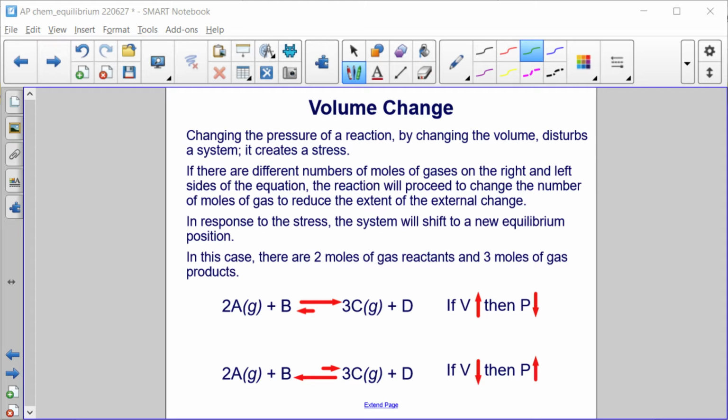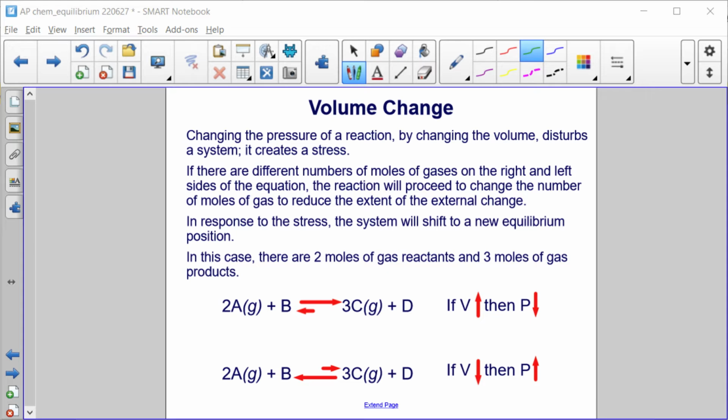Changing the pressure of a reaction by changing the volume disturbs the system. It creates a stress. If there are different numbers of moles of gases on the right and left sides of the equation, the reaction will proceed to change the number of moles of gas to reduce the extent of the external change. In response to the stress, the system will shift to a new equilibrium position. In this case, there are 2 moles of gas reactants and 3 moles of gas products. So the side with more moles is the products, the side with fewer moles is the reactants.